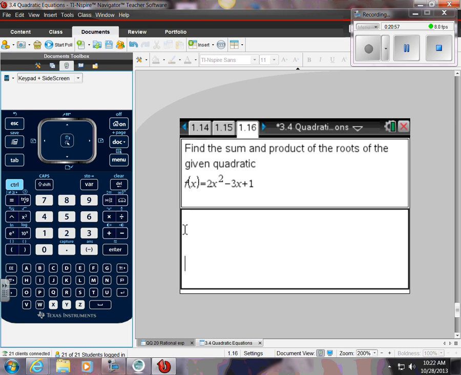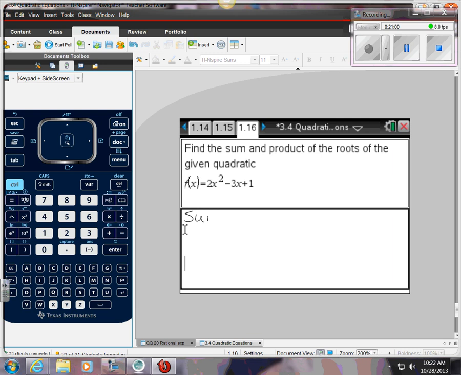Okay? So let's find the sum first. So negative b over a. What's b in this case? Negative 3. So I wind up with a negative, negative 3 over a, which is 2. So I get 3 halves. Difficult? Product. C over a. What's c? What's a? 1 half. Think we can manage that? Okay. Yep.